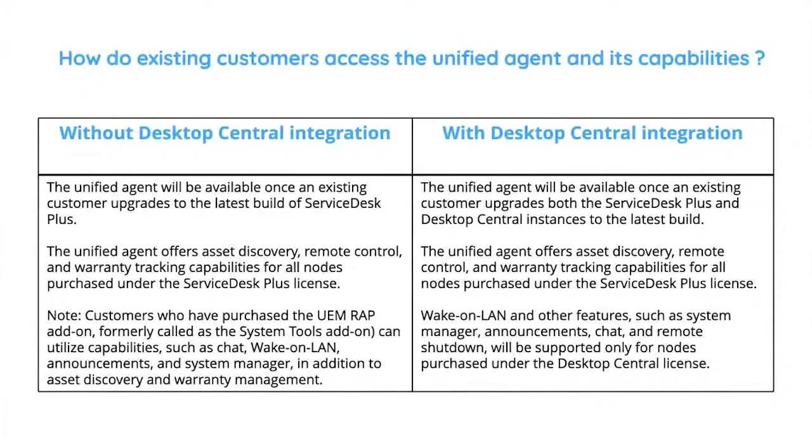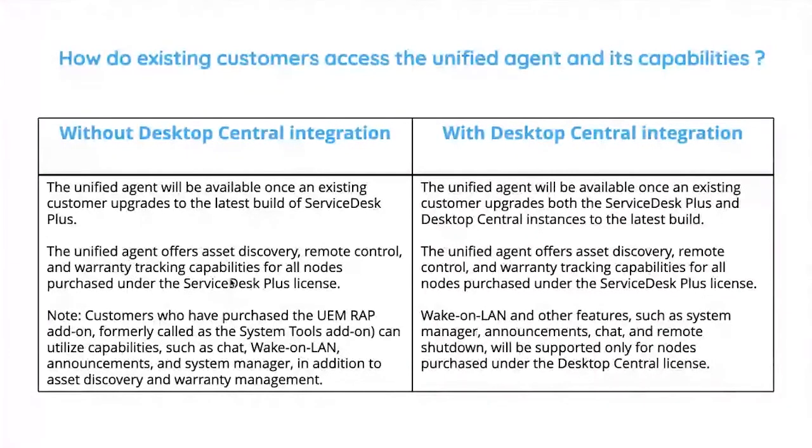So for any customer who doesn't have Desktop Central, if they are going to upgrade, they just need to install the Desktop Central server and use the agent alone. They're not going to use Desktop Central itself, it's just the agent that they need to use, for which they need to install the product. Once the agent is being used, you can go ahead and perform asset discovery, remote control, and warranty tracking capabilities.